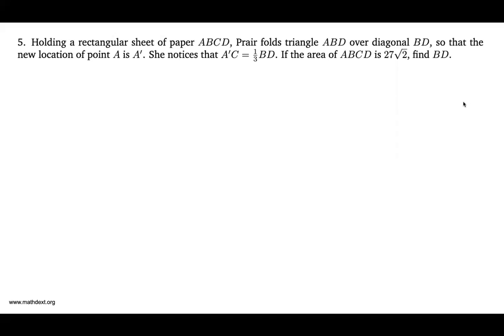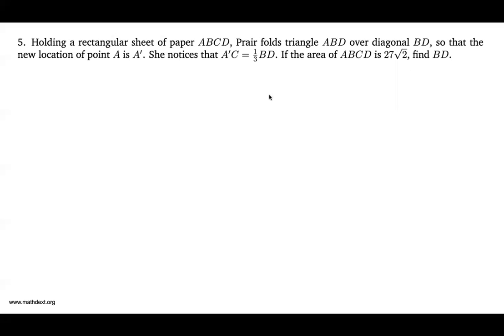This is problem 5 of the 2022 MMATHS Individual Round, and the problem reads: Holding a rectangular sheet of paper ABCD, Priya folds triangle ABD over diagonal BD, so that the new location of point A is A prime. She notices that A prime C is equal to 1/3 BD. If the area of ABCD is 27/2, find BD.